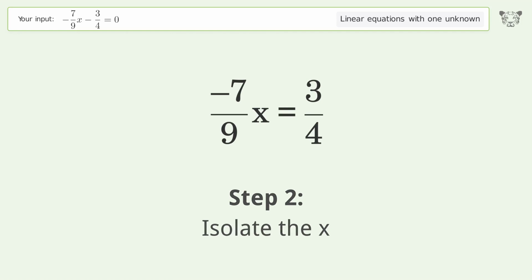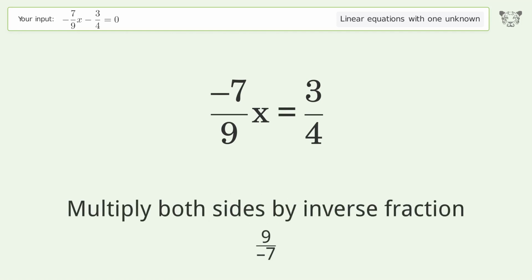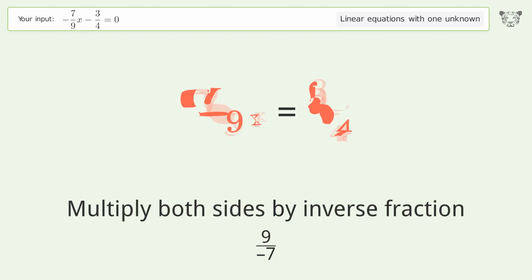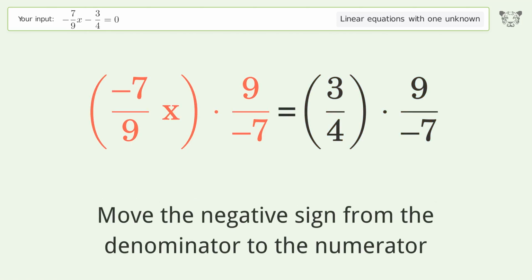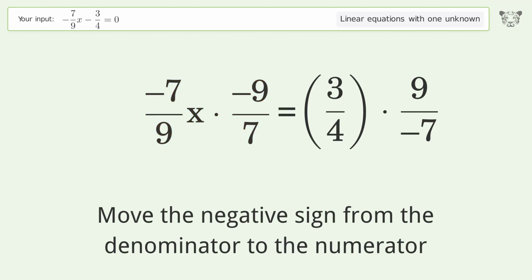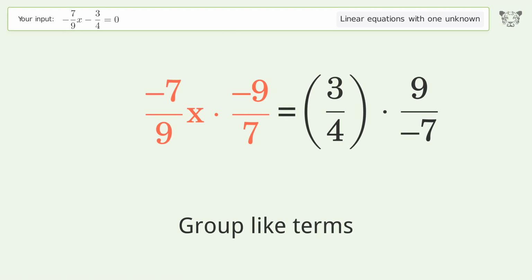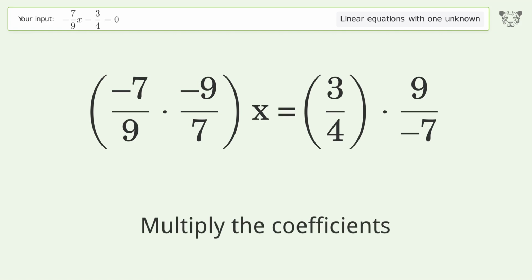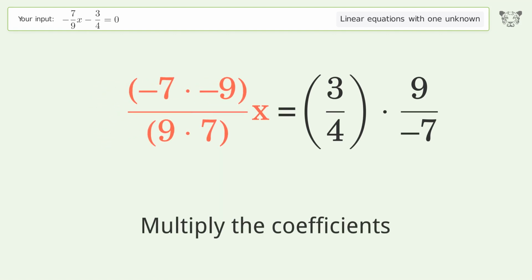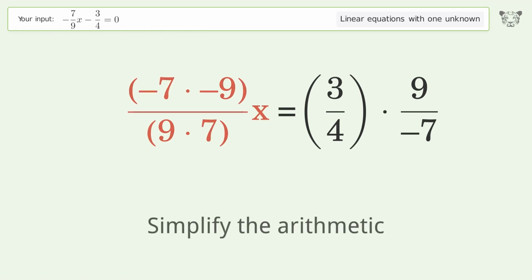Isolate the x. Multiply both sides by inverse fraction 9 over negative 7. Move the negative sign from the denominator to the numerator. Group like terms. Multiply the coefficients. Simplify the arithmetic.